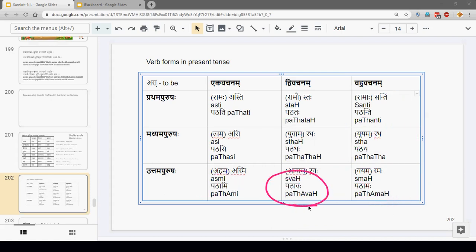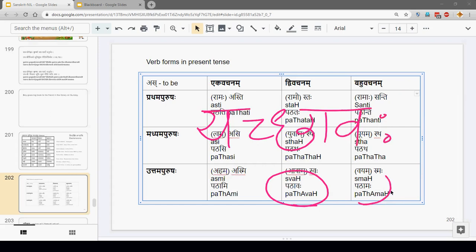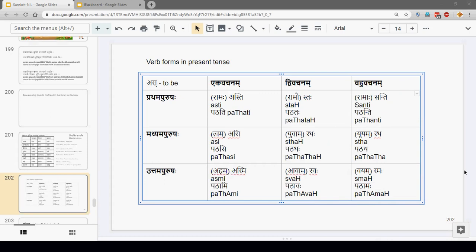And what happens if it is a dual? Two of us are giving: yachavaha. And the last one is yachamaha. So the verb roots which fall in this first group of dhatus follow this simple pattern of pathati, pathata, like we saw with yacha. But when we look at other verbs later, then we'll practice these things. This is not the end of it.